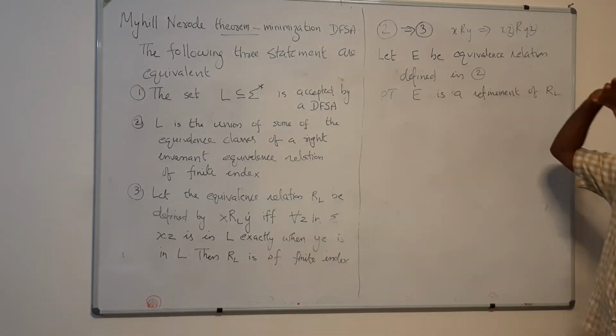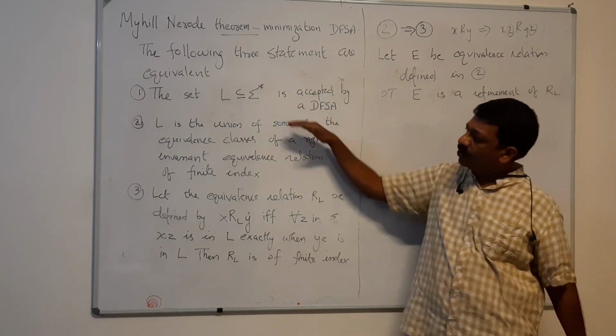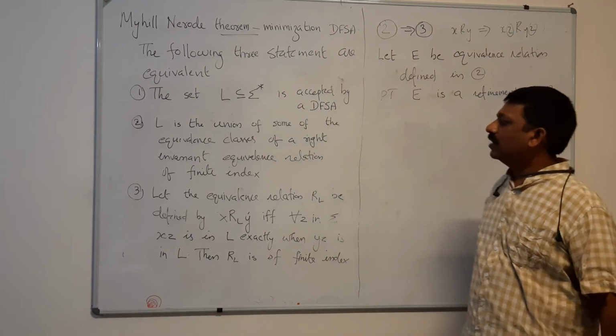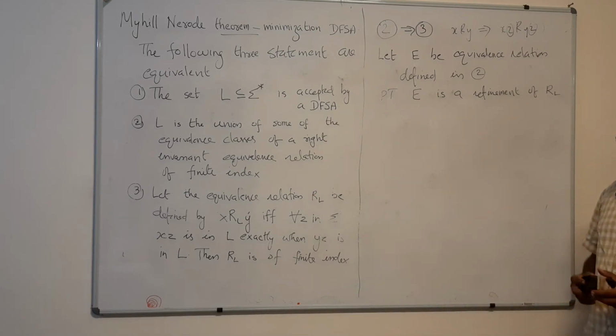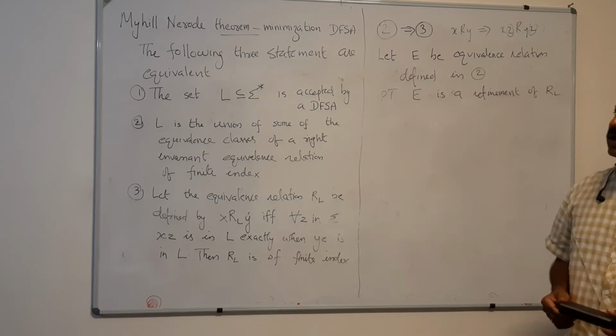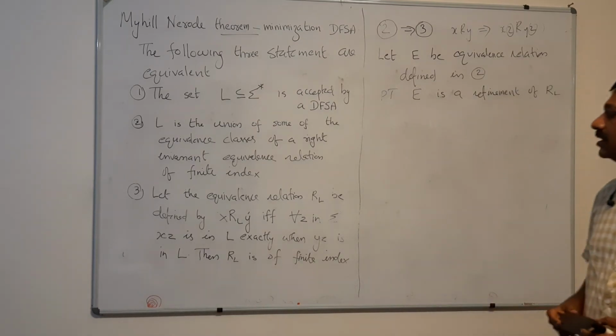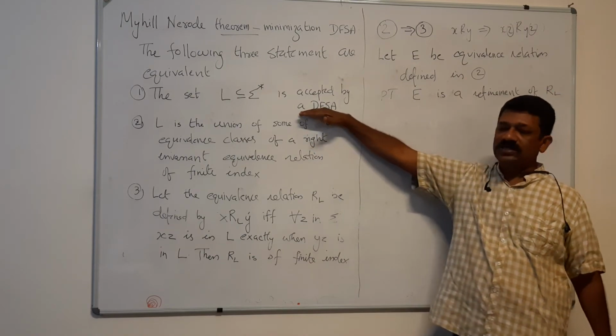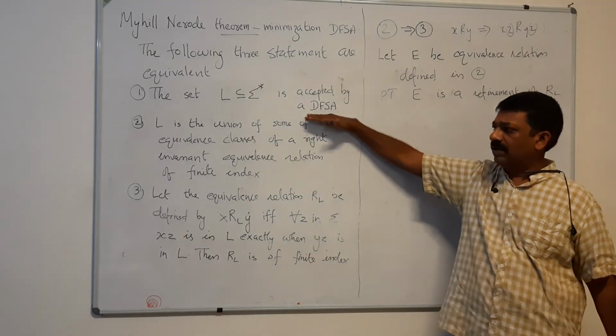Now we have proved that 1 and 2 are equivalent. As per 1, what we proved is, if you have a set L accepted by a finite automaton, then that is called a regular set, and that language is accepted by a deterministic finite automaton. Simple.